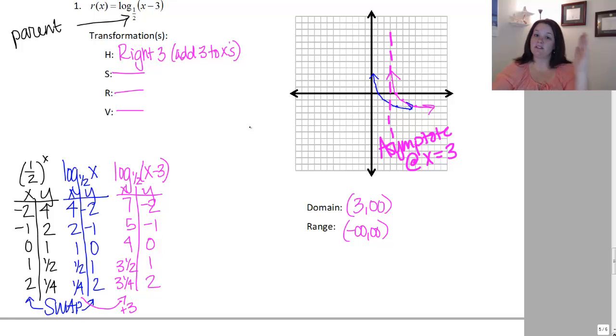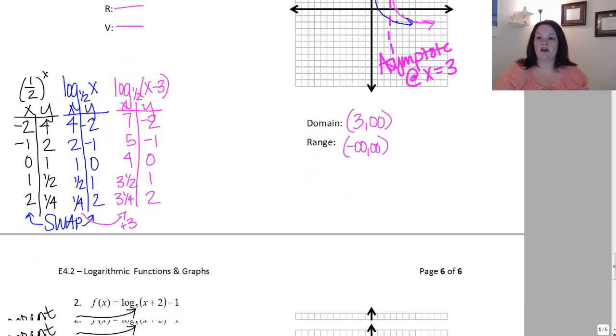Now when we move left and right, that changes our asymptote. So if we start at 0 and move it to the right 3, now our asymptote should be at 3. Okay, so I graphed our pink result here, which means that our domain would be 3 to infinity. Our range is -infinity to infinity. Okay, asymptote at x equals 3.